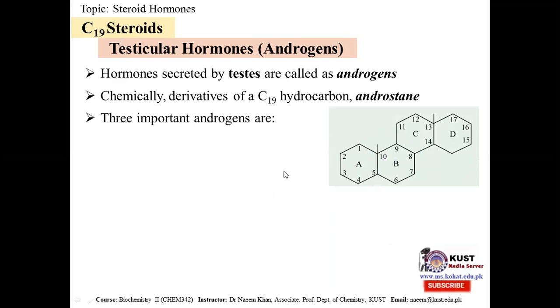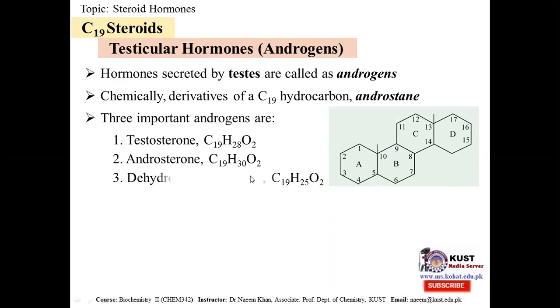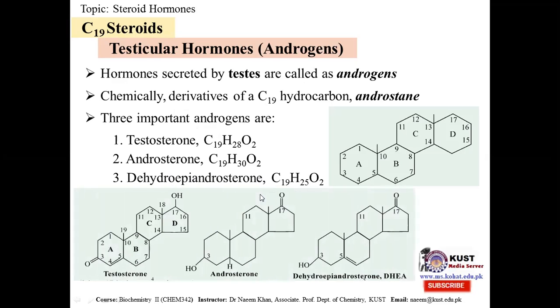Three important androgens are also there, just like the three important compounds we studied for estrogen. These include testosterone, which is C19H22O2, androsterone, which is C19H30O2, and dehydroepiandrosterone, that is C19H22O2. All three compounds, testosterone, androsterone, and dehydroepiandrosterone, have 19 carbon atoms, and their structural formulas can be traced here: testosterone, androsterone, and DHEA.